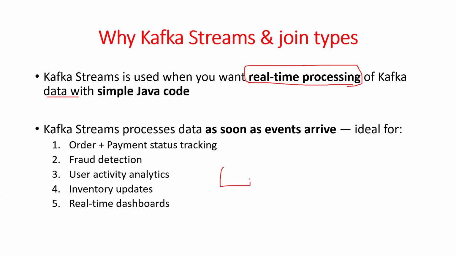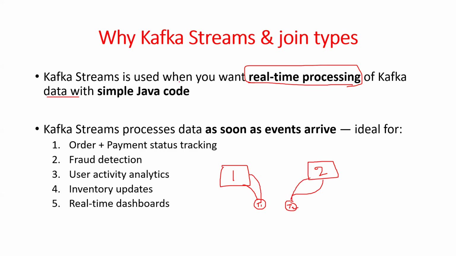Means you have a microservice 1 and you have a microservice 2. This microservice is publishing some data to a topic, imagine you can take the example as T1. This microservice is also populating some data, and this is topic 2. Now these are real-time events and these are also real-time events.